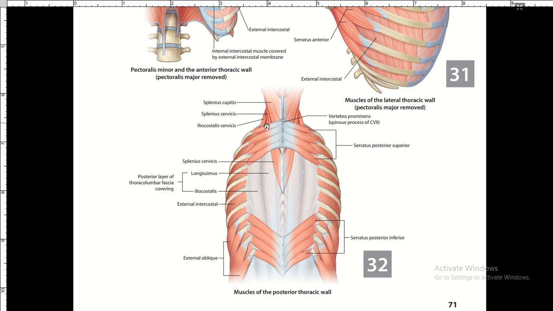So remember, it is superior, so it elevates, right? And then the serratus posterior inferior muscle, it is inferior. So what do you think? It's going to depress these ribs, right? And then when you depress the rib, what happens? It is expiration that is going to happen. So it also assists the internal intercostal muscle for expiration.